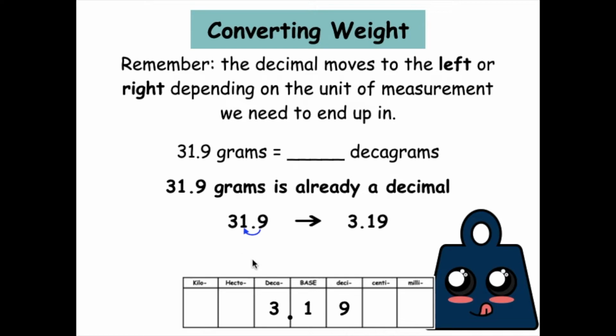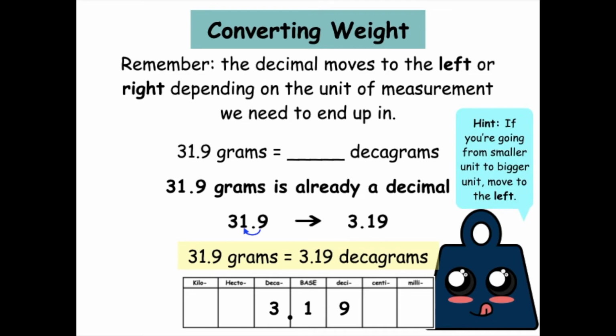So now that it lives between the 3 and the 1, we are able to take a look at it and see that we have 31.9 grams, which equals 3.19 decagrams. And that was our practice together for number 1, right there. We're going to do another one. This one was us going from a smaller unit to a bigger unit, so this is why we moved our decimal to the left. In the next one, we're going to go from a bigger unit to a smaller unit, so I bet you can figure out which way we're moving our decimal this time.